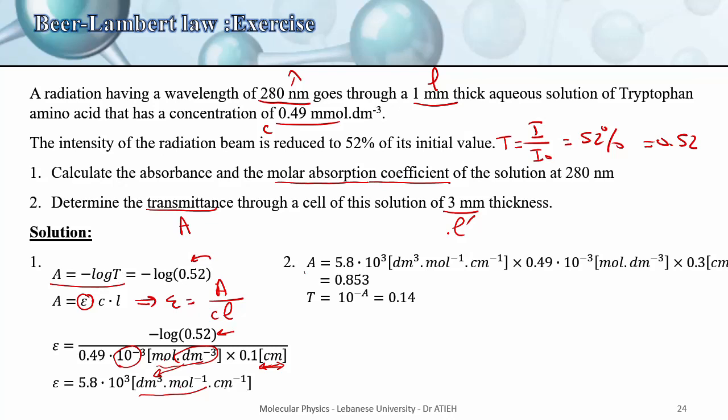But epsilon is a characteristic of the substance. It doesn't change. Same substance, whatever the concentration of this substance, whatever the thickness of the container, it will always have the same epsilon. So epsilon does not change. It always remains the same, for a certain substance at a certain wavelength.